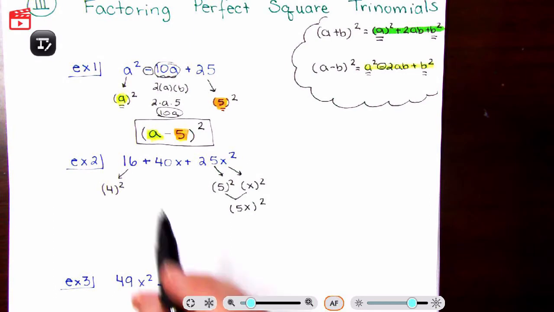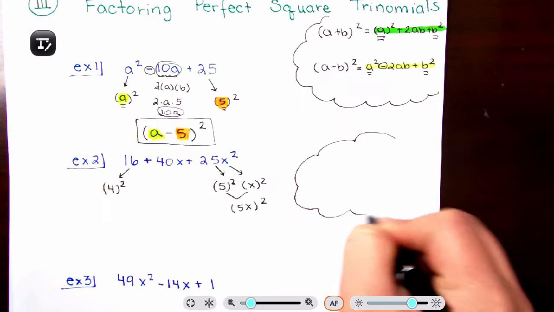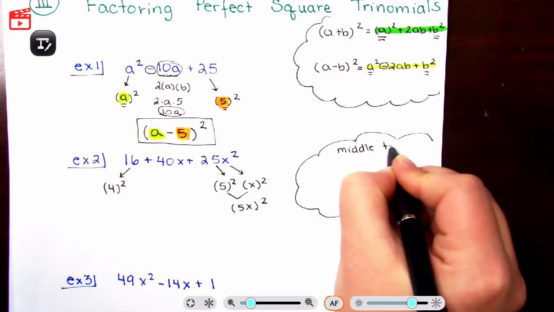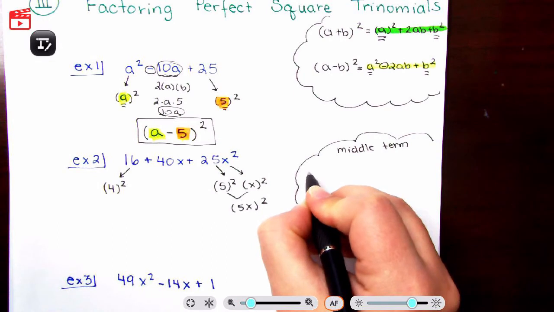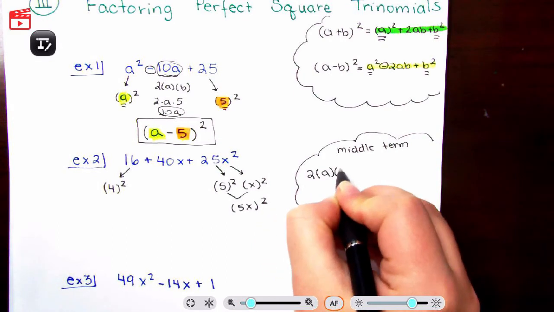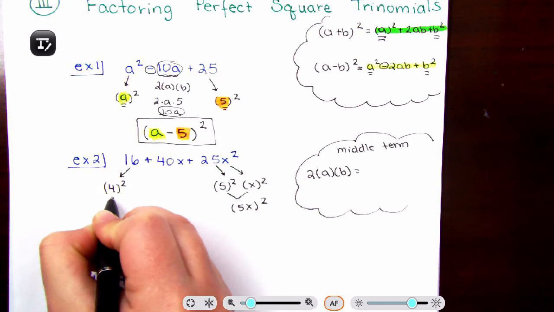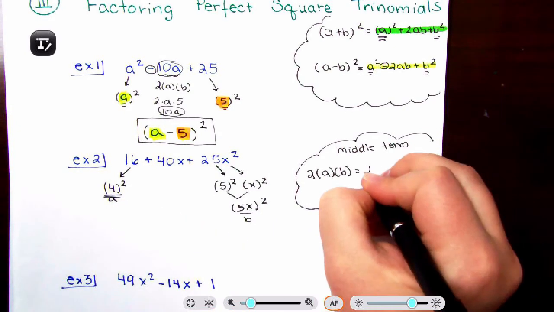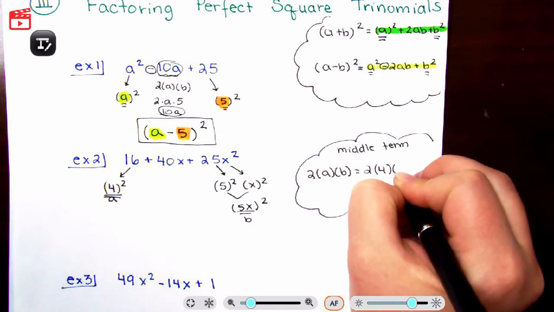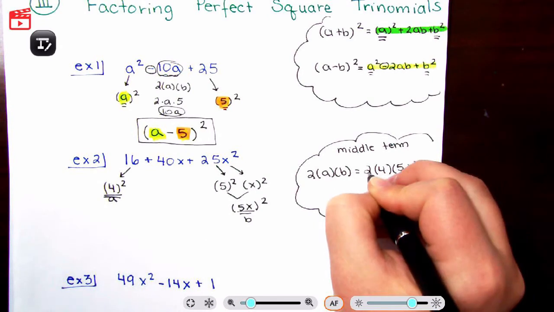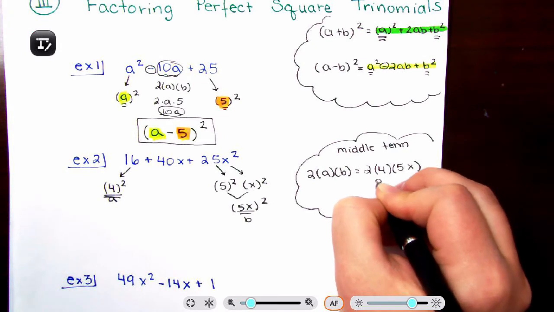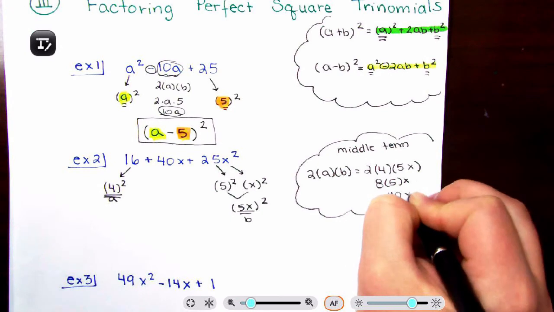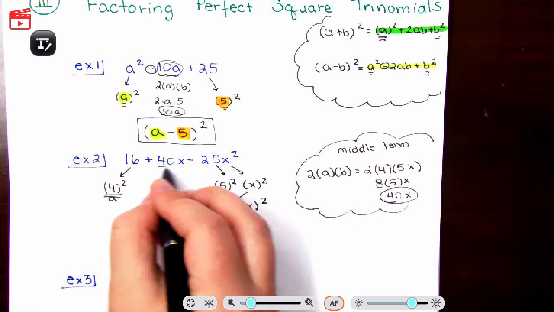And again, we want to double check this middle term. So I'm going to write in a thinking bubble, middle term. We need to check if it's 2 times a times b. So this is your a. This is your b. So then let's check. 2 times a, which is 4, times b, which is 5x. 2 times 4 is 8. 8 times 5 is 40. And then we have that x. So it should be 40x. Is it? Yes, it is.